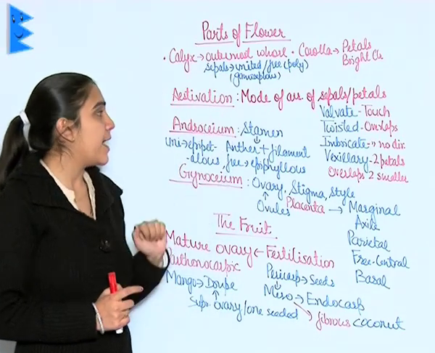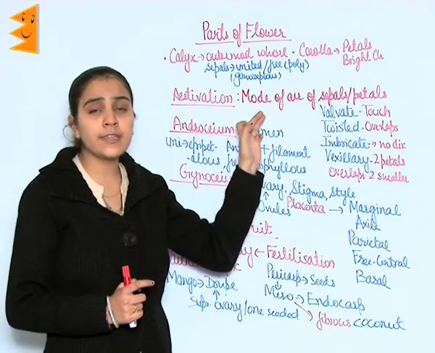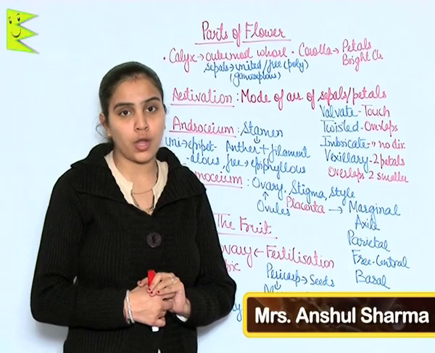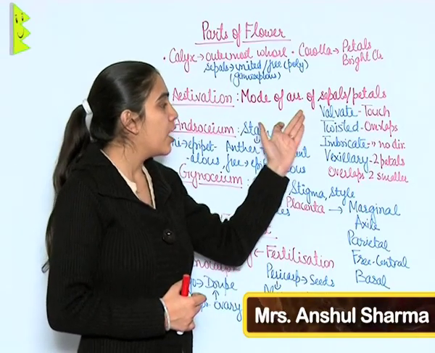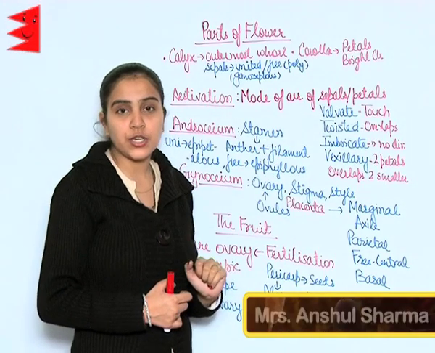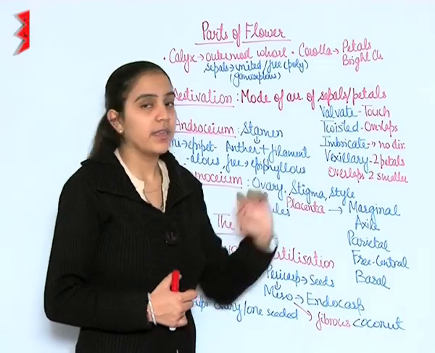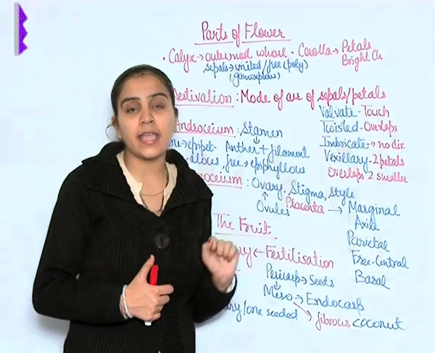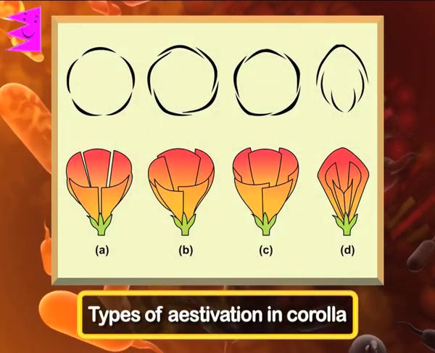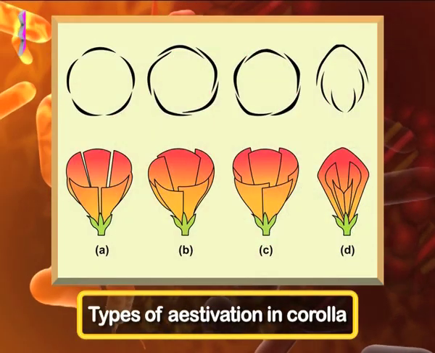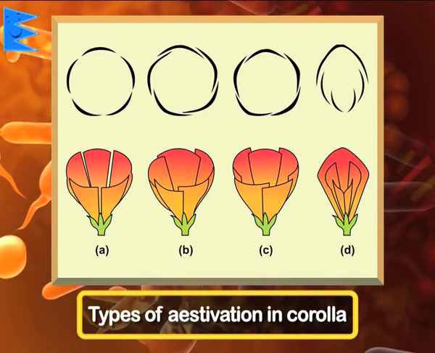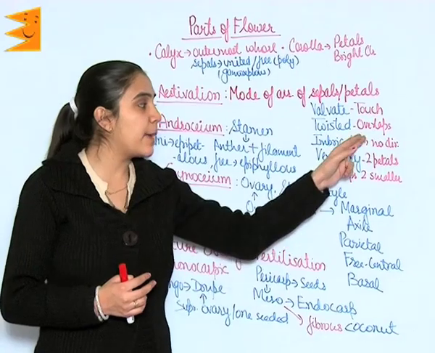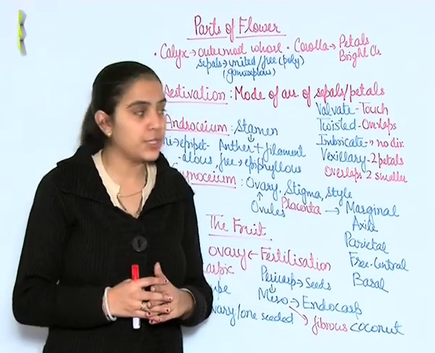Next is estivation. Estivation is the mode of arrangement of sepals or petals. There are four types of estivation seen. Valvate. In this type of estivation, as you can see in the diagram also, sepals or petals just touch each other. In case of twisted estivation, sepals or petals overlap each other.